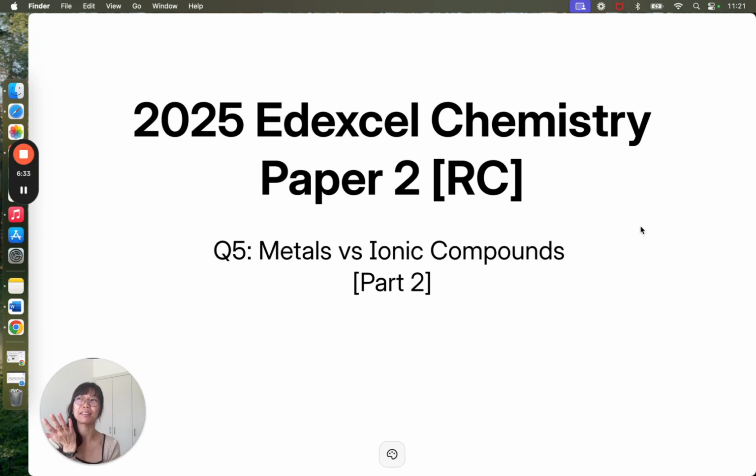Do you think it would be simple versus giant covalent? Let me know what your prediction is.